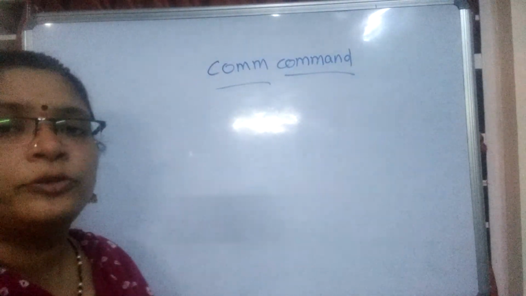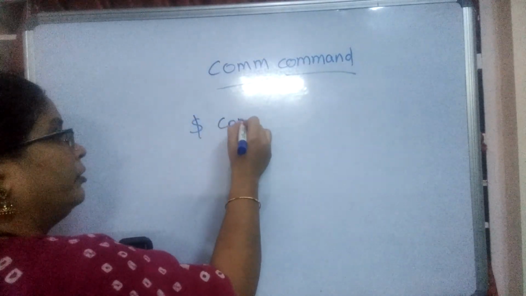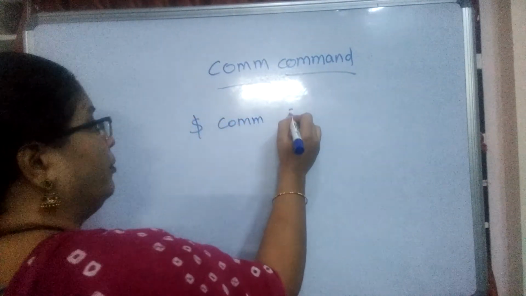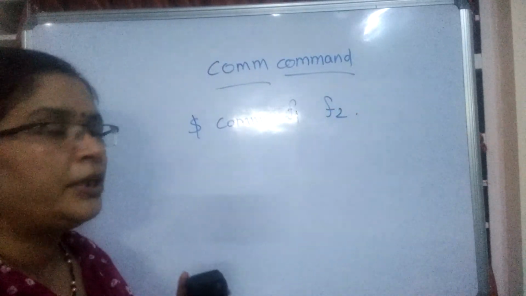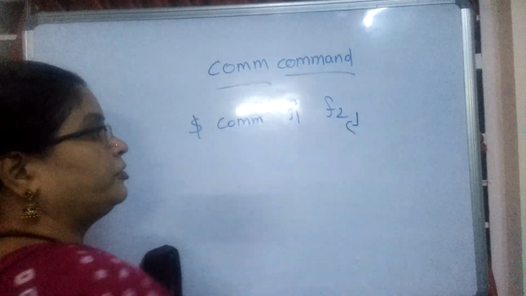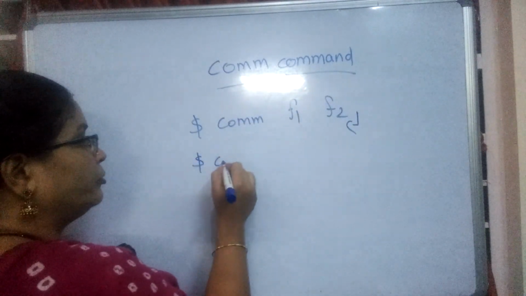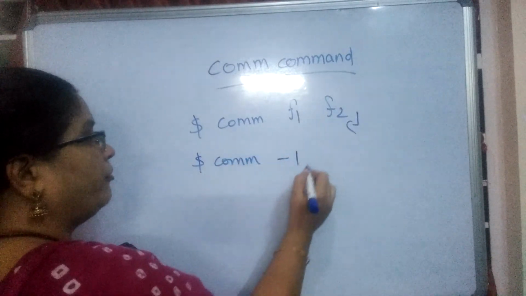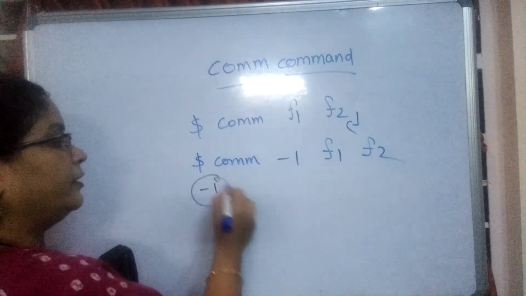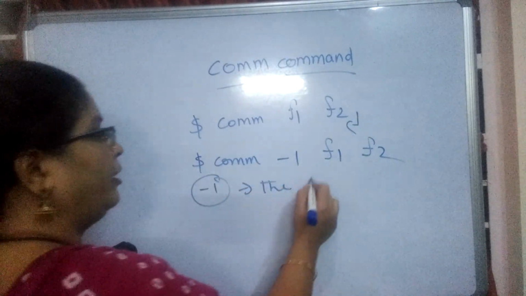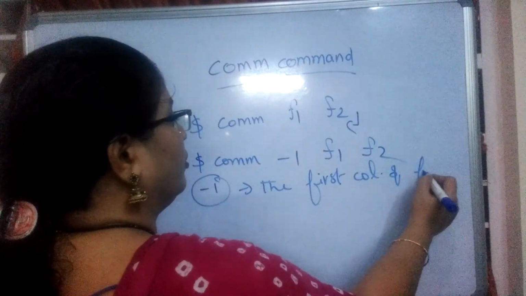And now, what is the usage of this COM command at the dollar prompt? At the dollar prompt, we have COM F1 F2, meaning two files that must be sorted, compared line by line, column by column. Here some options are also there. COM -1 F1 F2: -1 represents the first column of file 1.